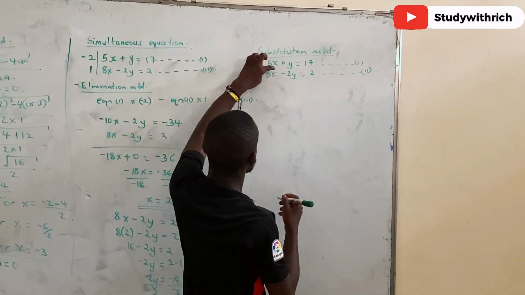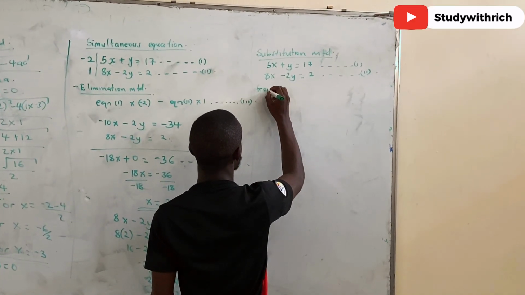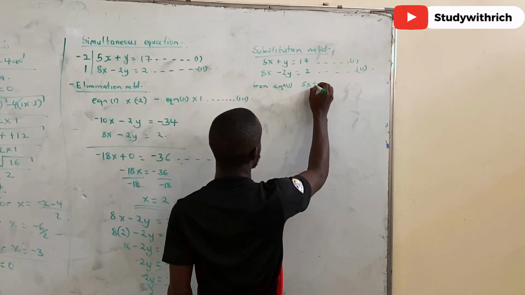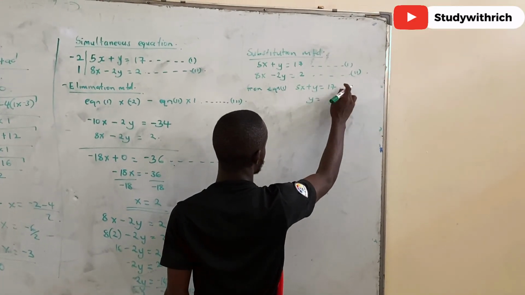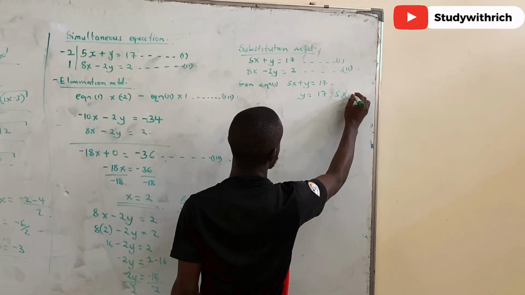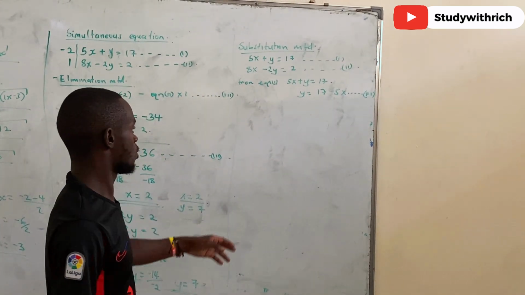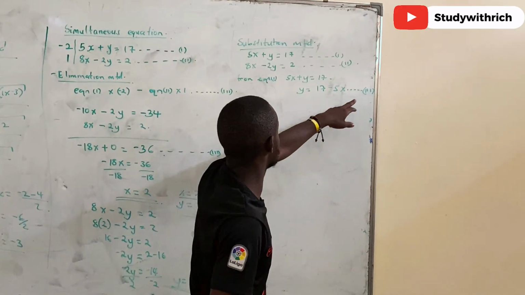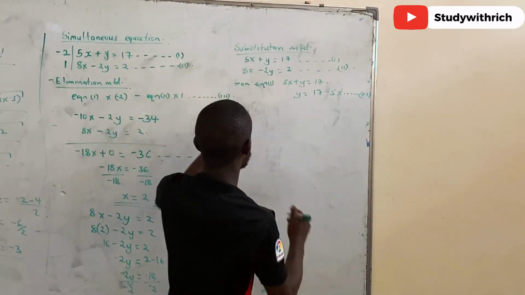So let's make y the subject in equation 1. From equation 1, 5x plus y is equal to 17. So when you take this side, it will become 17 minus 5x. Y is equal to 17 minus 5x is equation 3. So now we are going to substitute equation 3 in equation 2.